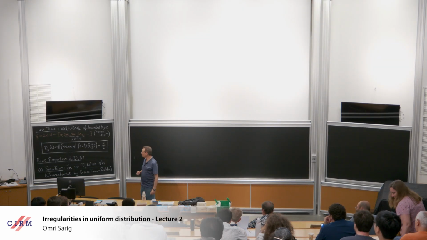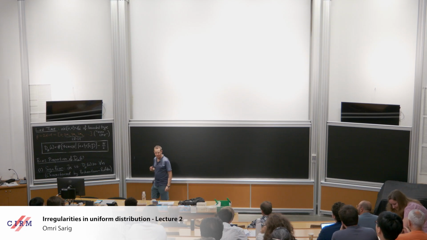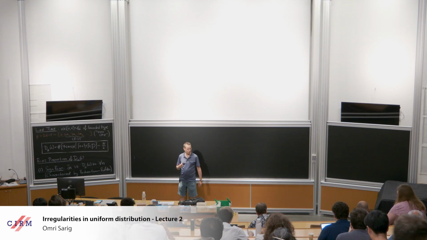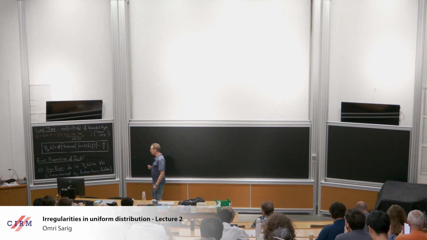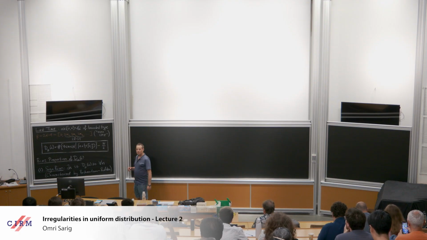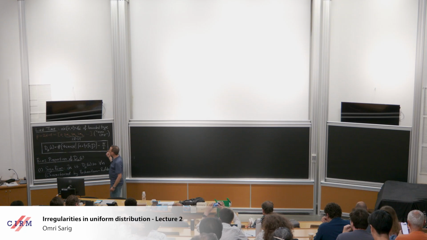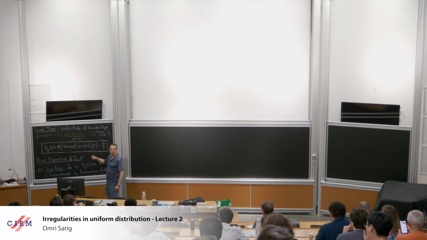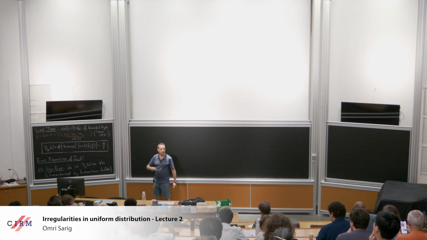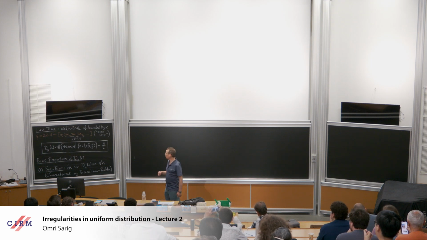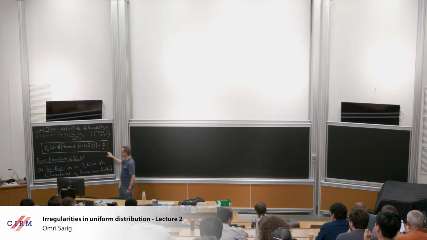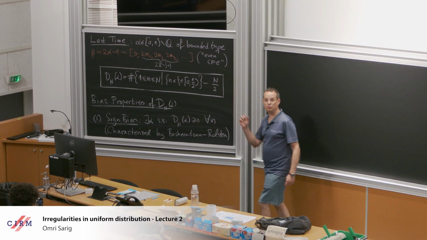I can barely remember my name, so I thought I should start with a brief reminder of what we talked about a day ago. We're talking about irregularities of uniform distribution. Uniform distribution is the famous theorem that says that n alpha mod 1 visits every interval at the right frequency. Irregularities of uniform distribution is the phenomenon that the error term is not evenly spaced around zero.